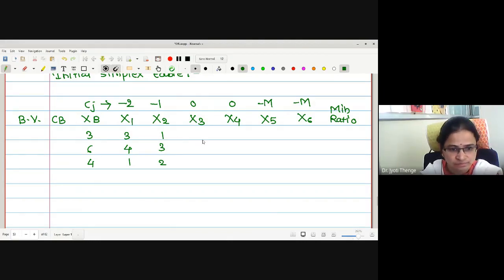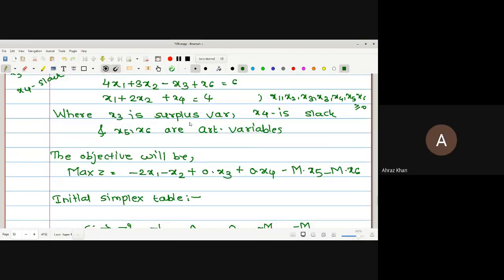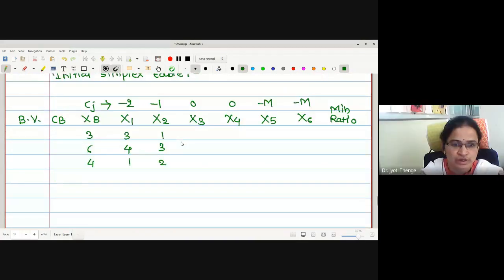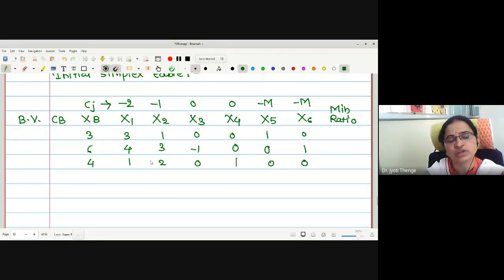For x3, 0 minus 1 0. For x4, 0 0 1, and here it is 1 0 0. Here it is 0 1 0. Correct. Now you have to tell me which are the basic variables now.